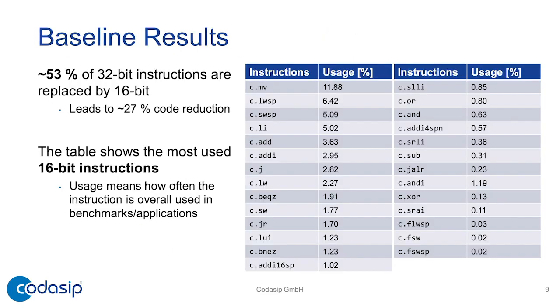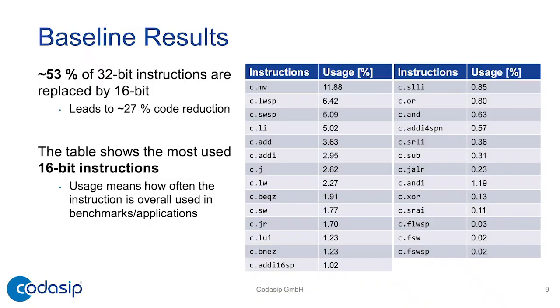Now we run it, and this is the baseline result. In our benchmark environment, we got about 53% of instructions that are 32-bit replaced by 16-bit, which leads to about 27% code size reduction. Now the table shows the most used ones. By used ones, I mean how often the big instruction was replaced by the small one.